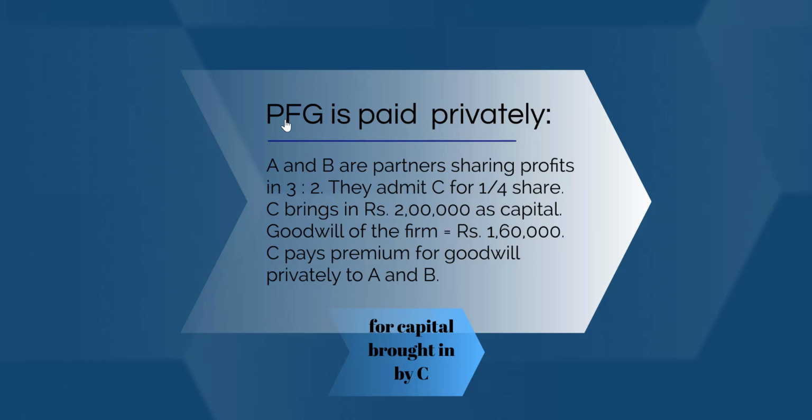Let's calculate C's share of goodwill. To calculate the amount of compensation or premium for goodwill C has to pay, we need to take the goodwill of the firm 1,60,000 and multiply it by the share of C, which is 1/4. So we arrive that premium for goodwill to be paid by C is equal to rupees 40,000. However, in this first case, the 40,000 rupees is paid privately by C to A and B.